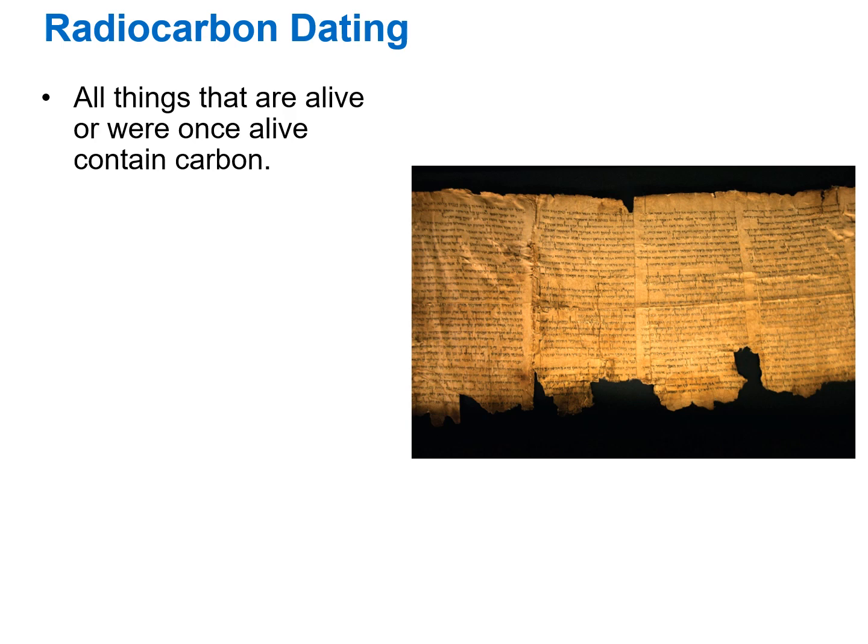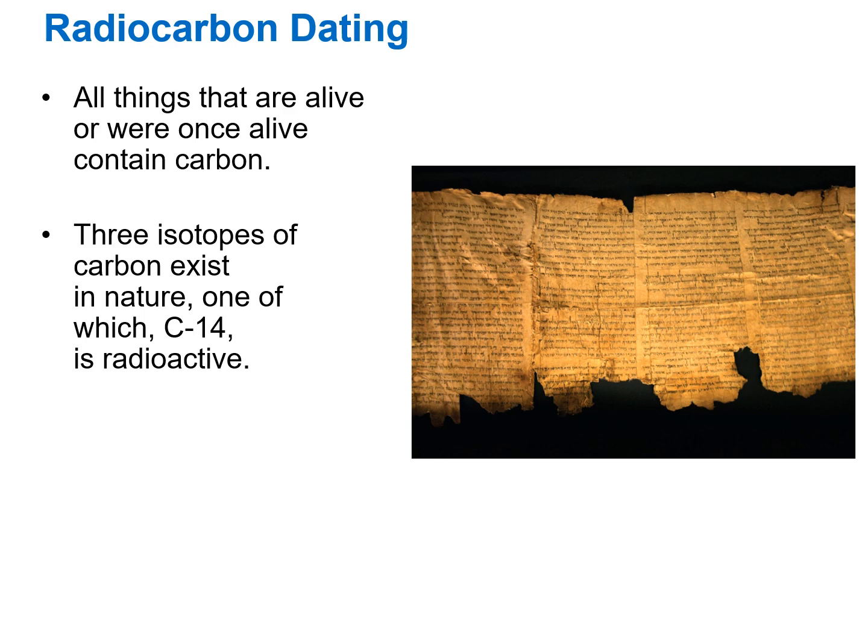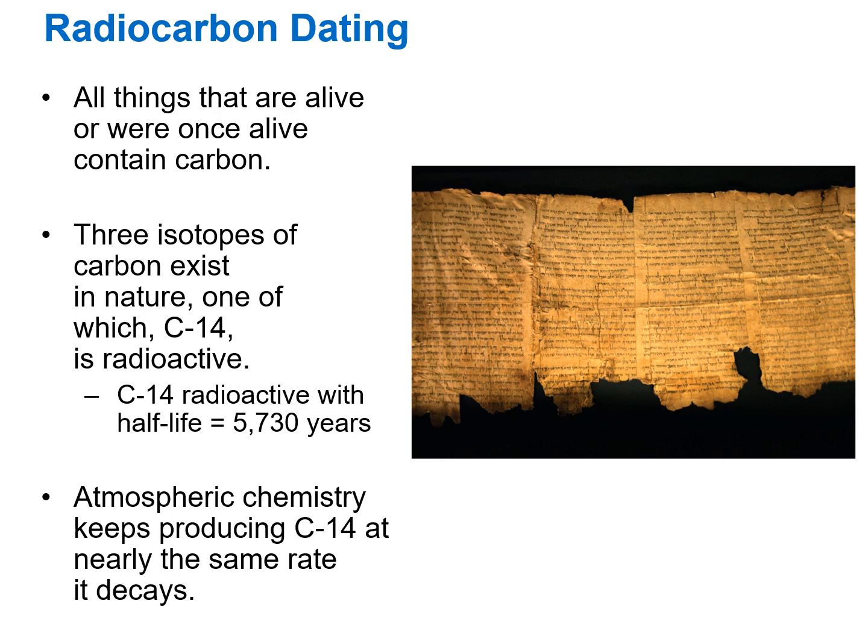And there are several reasons why. One of which is that all things that are alive or were alive contain carbon. And there are 3 isotopes of carbon that exist in nature, and one of them is carbon-14, and this one is radioactive, so this one will decay. And we know that its half-life is quite a long time. It's about 5,700 years. Now, we don't see a depletion of C14 because atmospheric chemistry is producing C14 at the same rate that it is decaying. So it'll always be there because of how our world works.